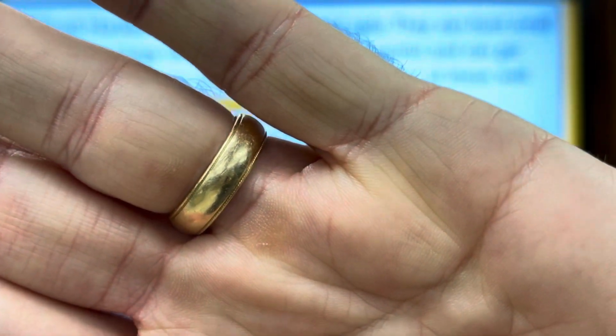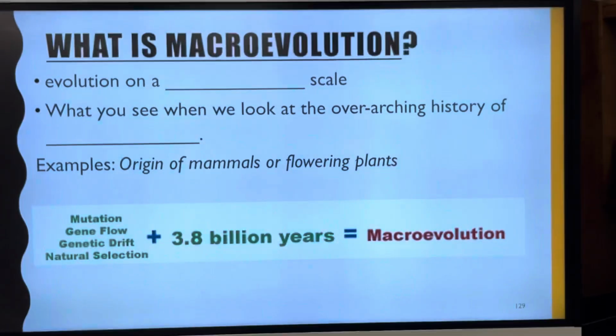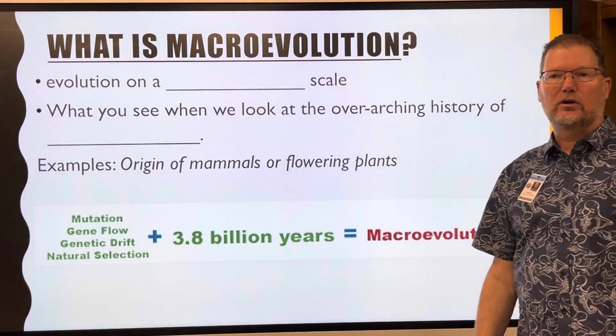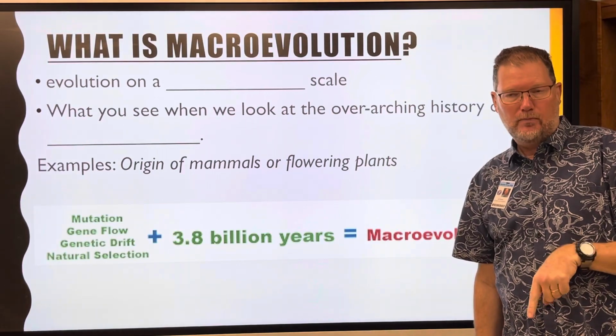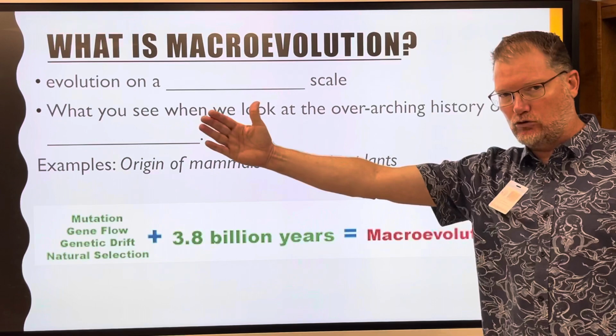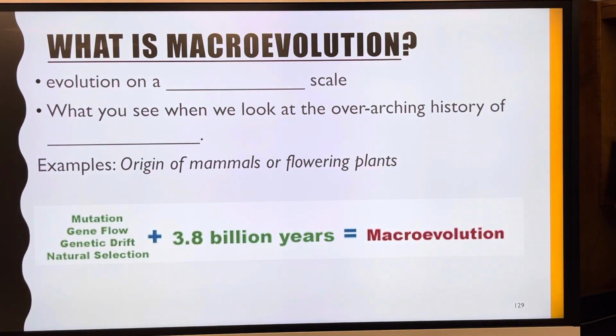It's all about different kinds of selection. Okay, and now we're going to talk about macroevolution. Last time we talked about microevolution. This time we're going to talk about macroevolution. Micro, macro. Okay? It's evolution on a grandiose scale.